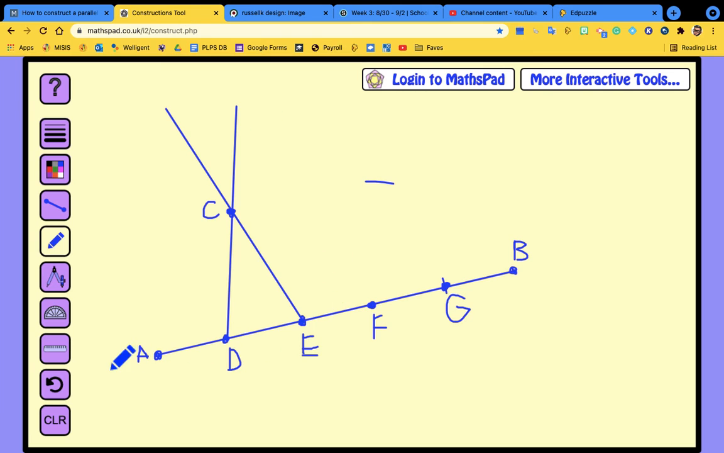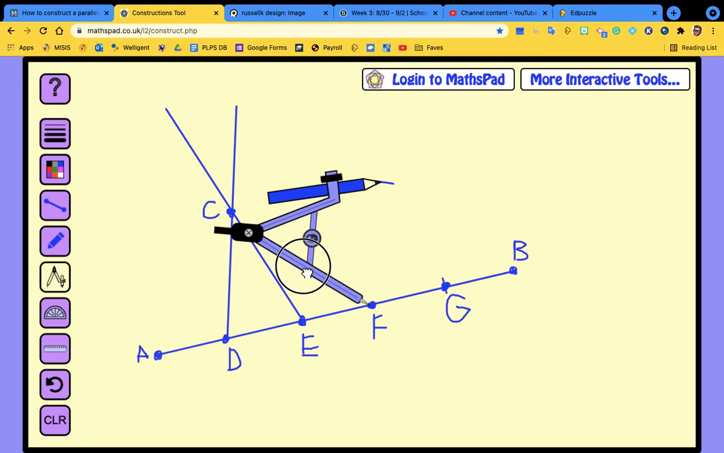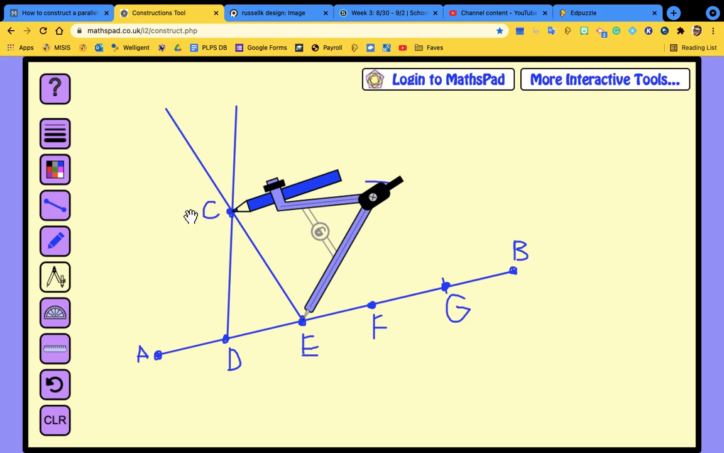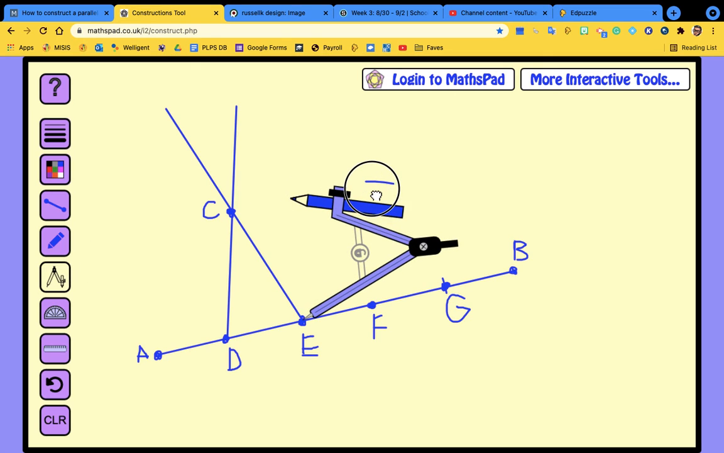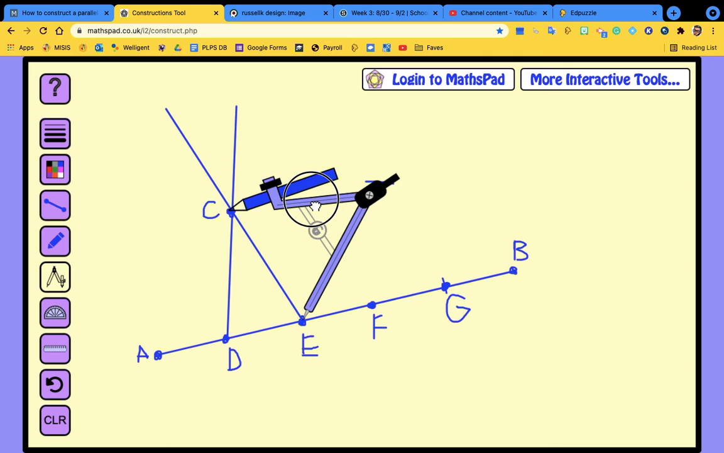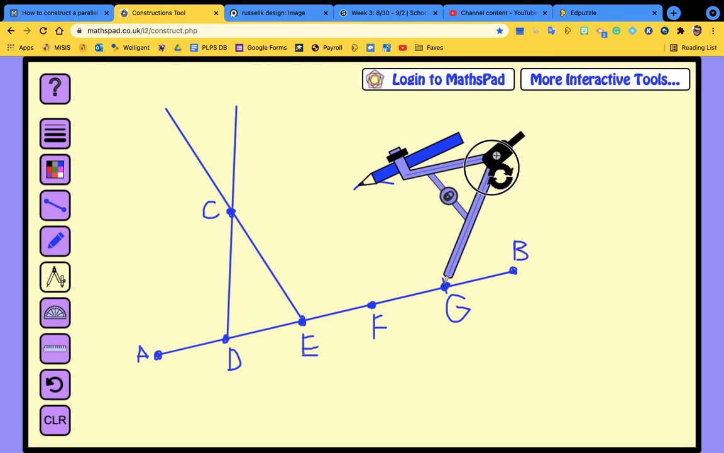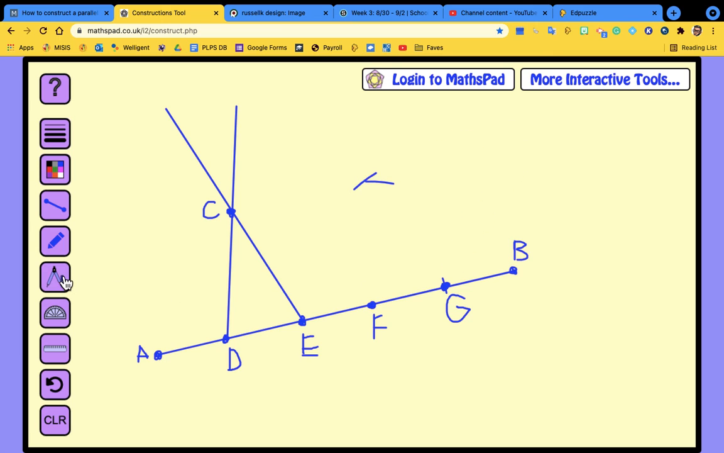Okay. So next I'm going to take my compass and I'm going to put it on E, and I'm going to open it to C. Okay. Oh, it's not locked. Look what happens. Then I lock it. Now I'm going to bring it to G. And I'm going to create a little arc there. And look at that. They barely touch, but I made it though. I made it right there.